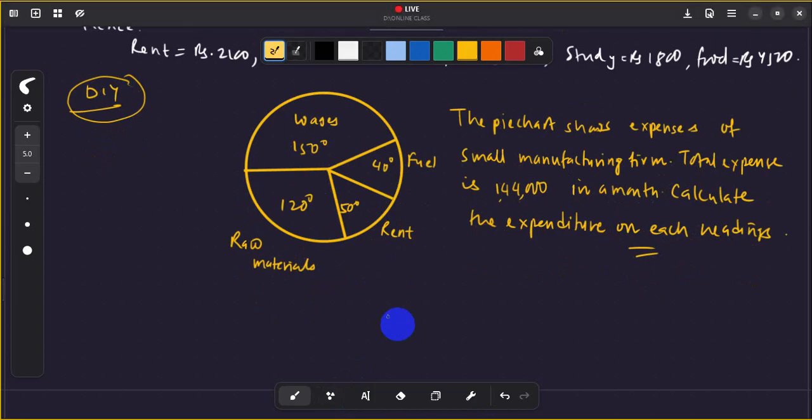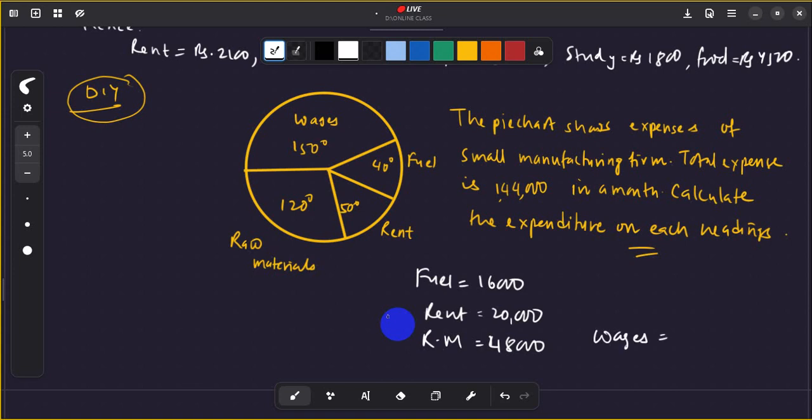Fuel equals rupees 16,000. Rent equals rupees 20,000. Raw materials equals rupees 48,000. Wages equals rupees 60,000. Arivan, is this the same as your answers also? Wages equals 60,000. Raw materials equals 48,000. Fuel equals 16,000. Rent 20,000, right? Okay, then it's correct.